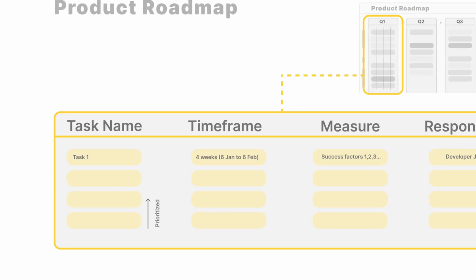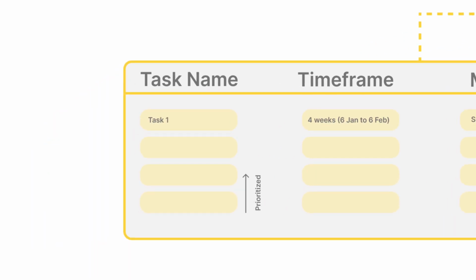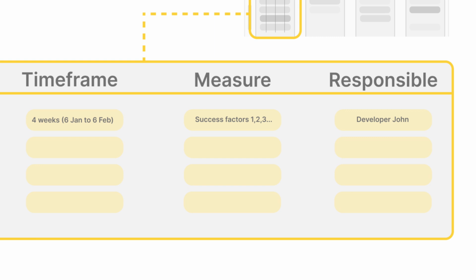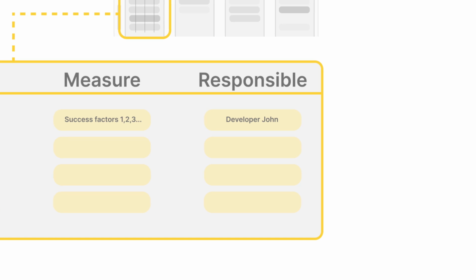If I have to define a task in these 4 segments, I will write the name of the task as task 1. Then in the time frame, I will mention how much time this will take, 4 weeks. So for example, from 6th Jan to 6th Feb. Then in the measure section, I would write the key success factor, which would tell me if this task has been properly done and would I call it a success or not. And in the last column, I would write who is the actual responsible person or department for doing this task. And in this case, we have developer John.